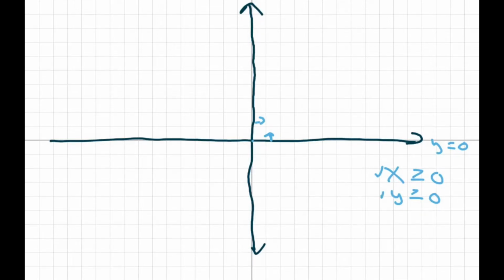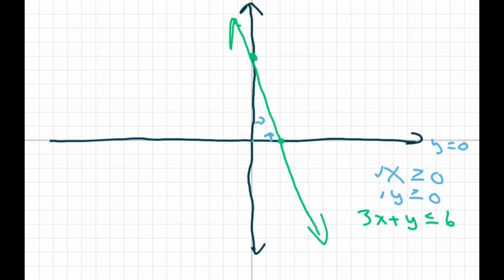So we had 3x plus y is less than or equal to 6. My y-intercept was 6, so I go up to 6: 1, 2, 3, 4, 5, 6. That's when x is 0. When y is 0, we get 2. All right, so I'm going to try to graph this as much as possible. Something like that. You have to use your imagination a little bit.